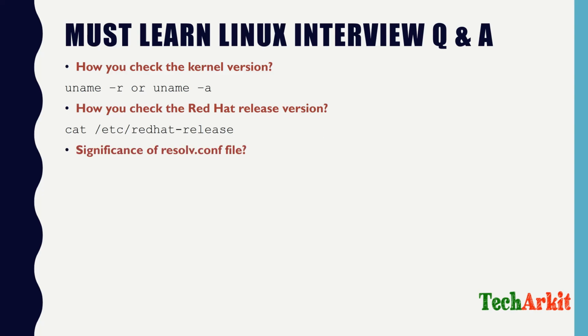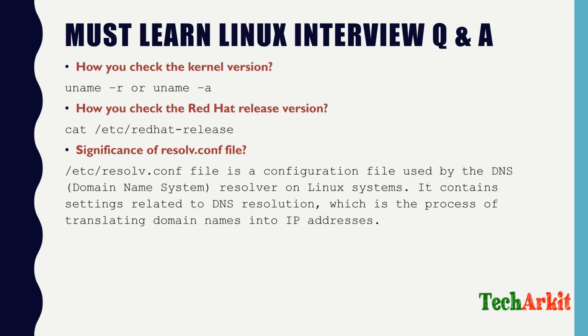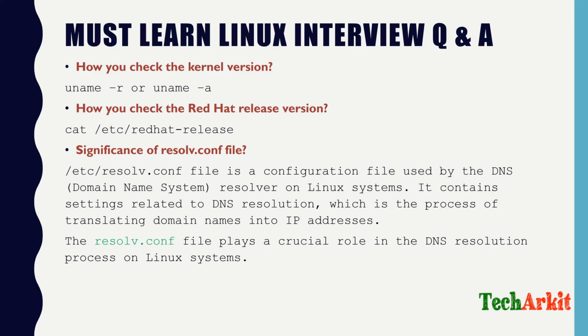Significance of the resolv.conf file. So what does the resolv.conf file do here? The /etc/resolv.conf file is a configuration file used by the DNS, the domain name system resolver, on Linux systems. It contains settings related to DNS resolution, which is the process of translating domain names into IP addresses. The resolv.conf file plays a crucial role in the DNS resolution process on Linux systems.